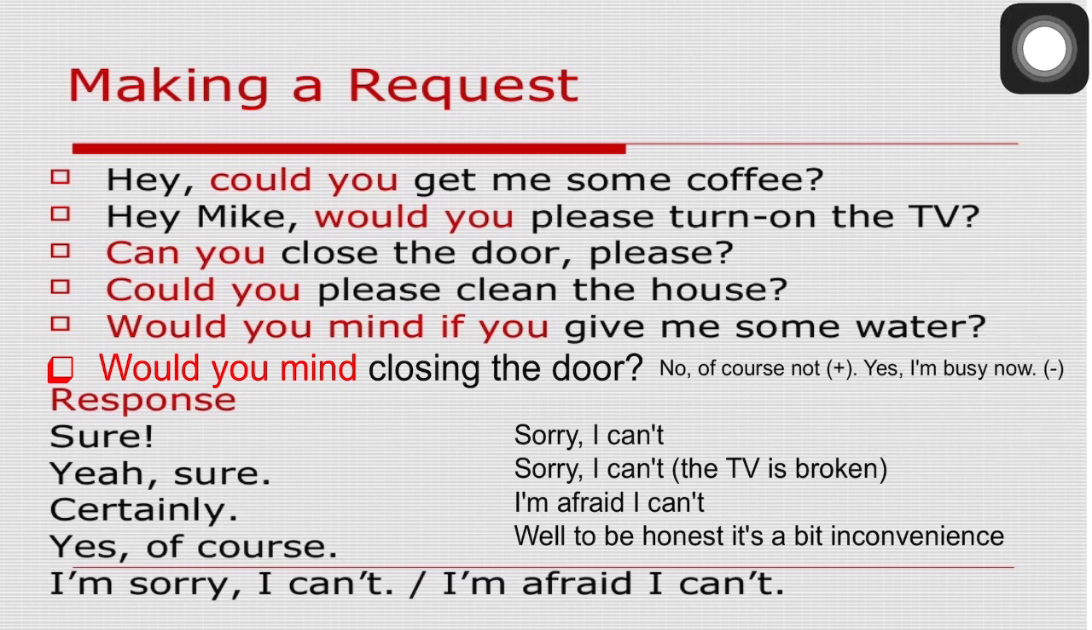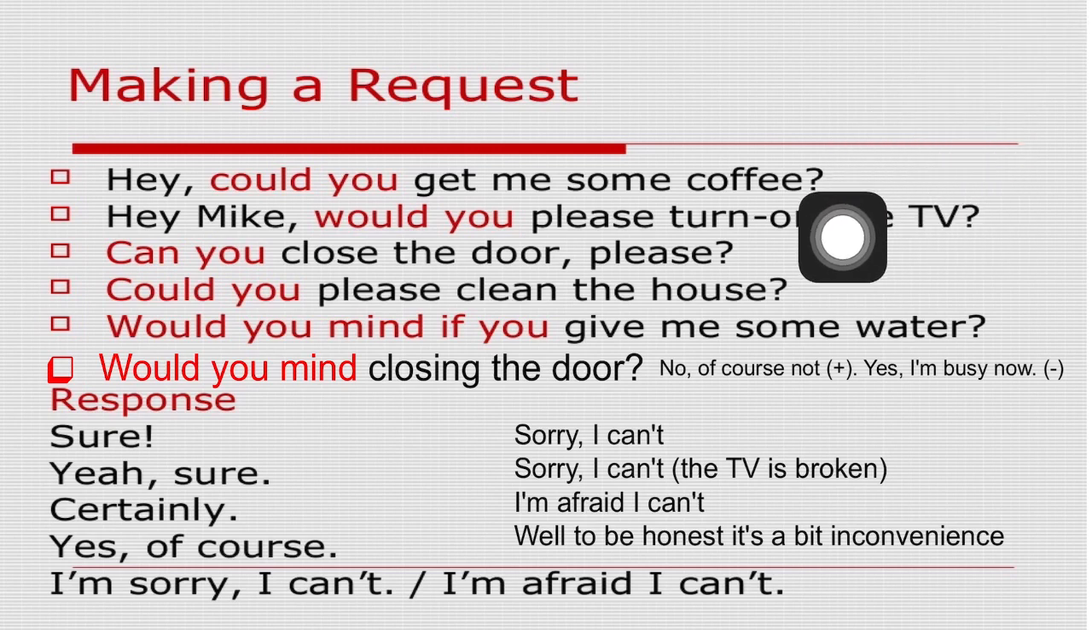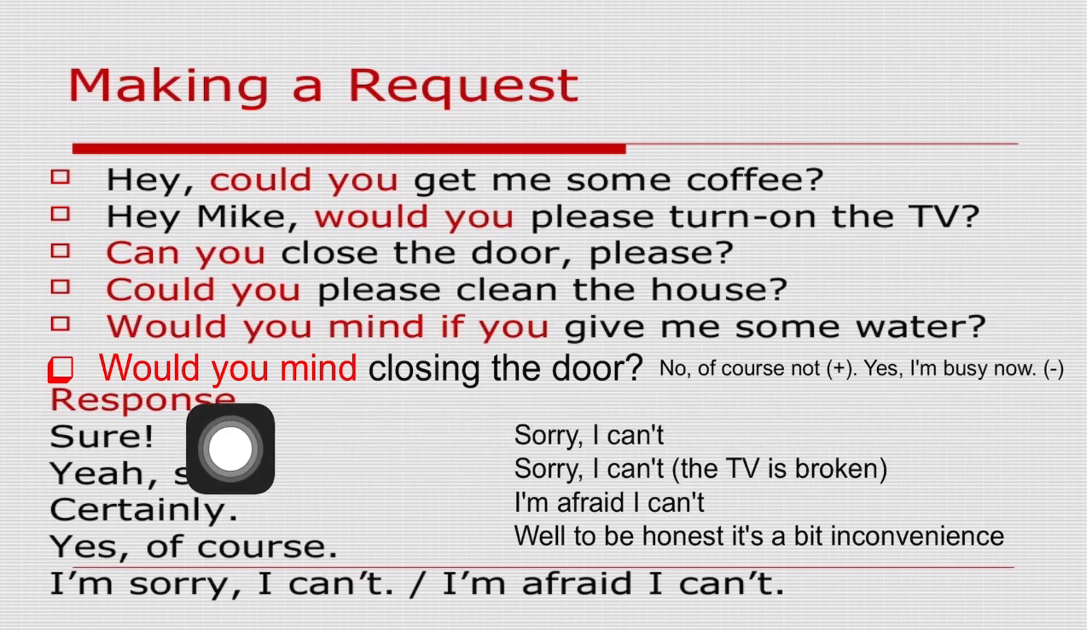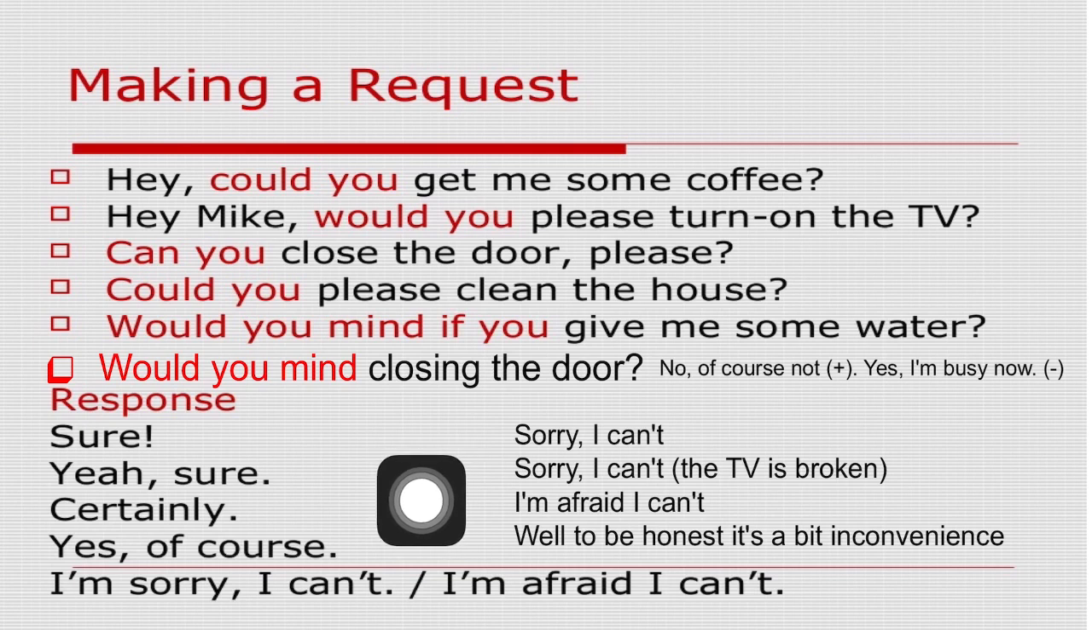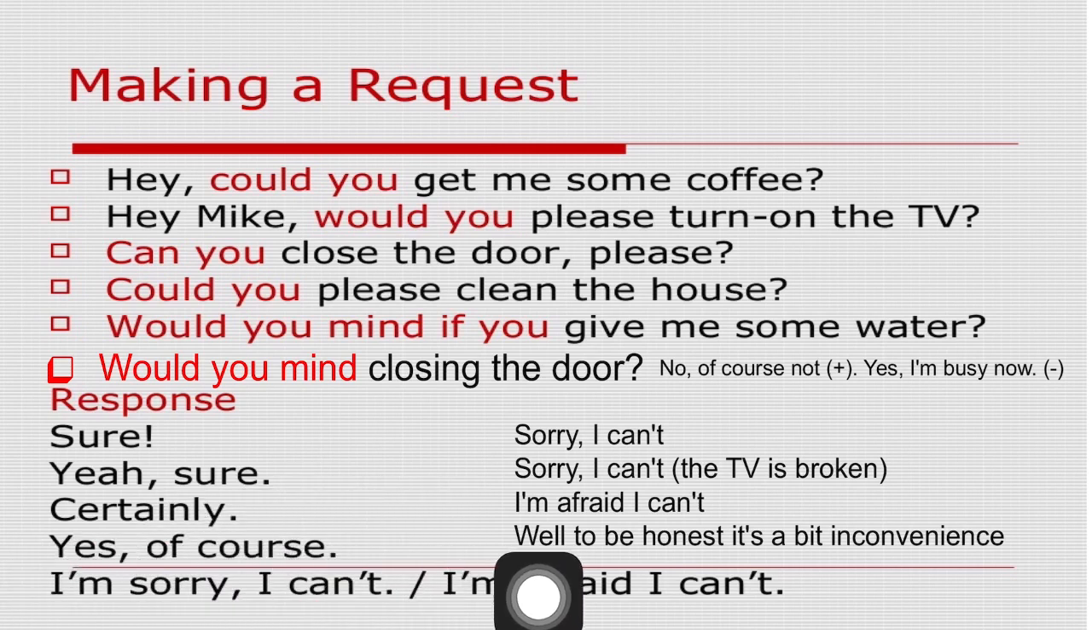Next, this is the positive response for the first four requests. For example, positive response, you can use sure, or yeah, sure, or yes, sure, or certainly, or of course. Okay. But for a negative response, you can use sorry I can't, or I'm afraid I can't, or well, to be honest, it's a bit inconvenient, or I'm sorry I can't.